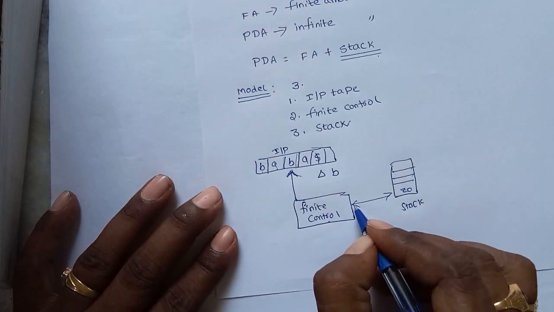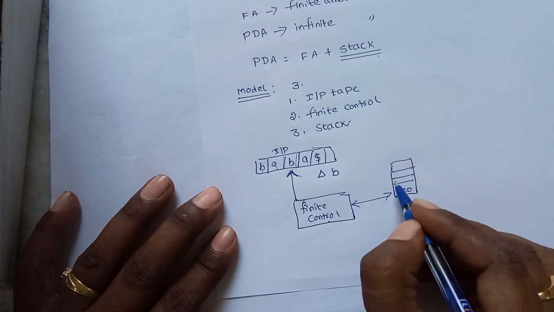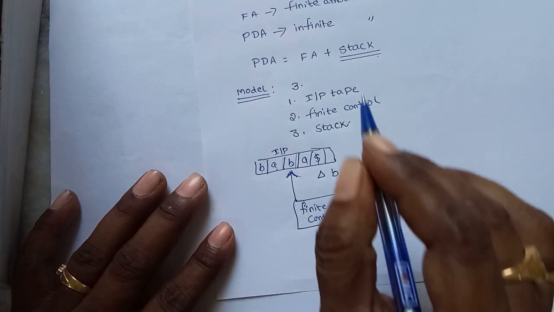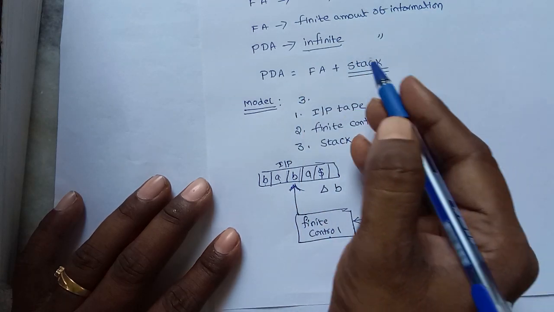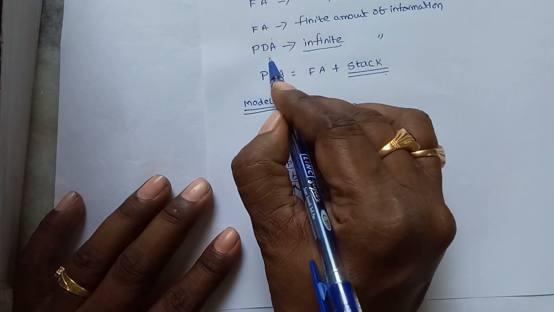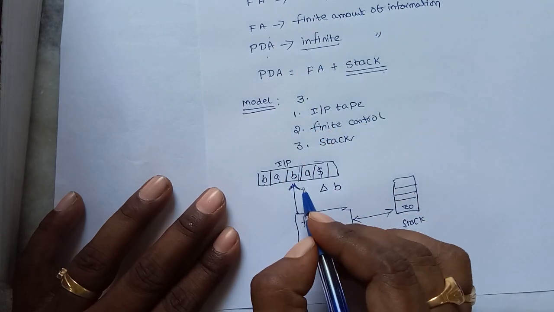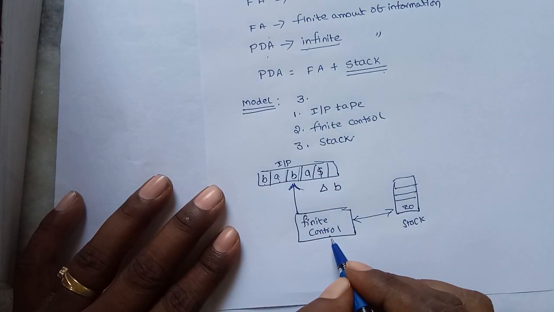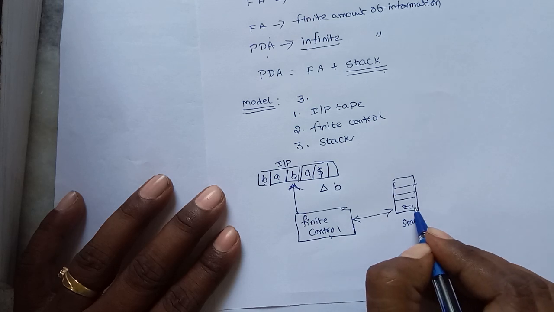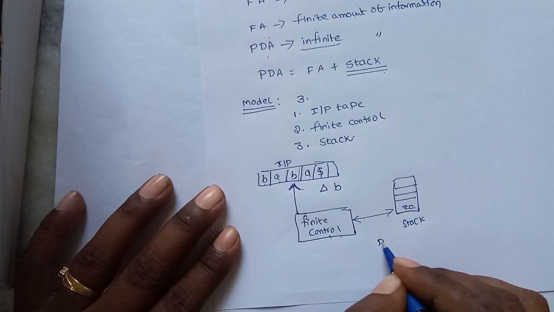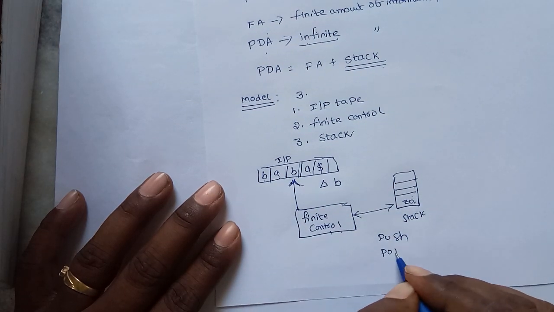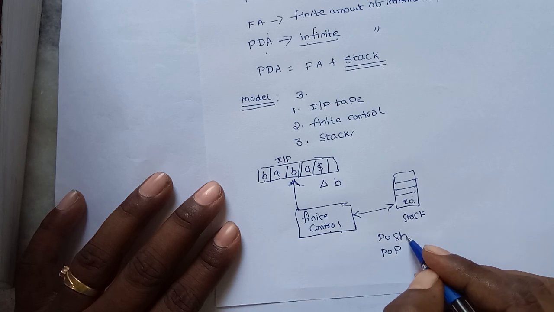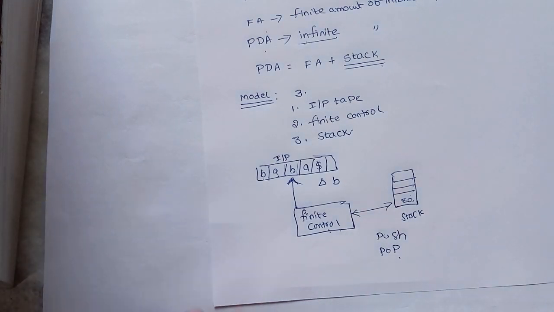And also that finite control can access the memory location, the stack. To remember an infinite amount of information, the PDA uses the stack. On the stack, we know the operations: it inserts the input symbols into the stack and deletes symbols from the stack. So it performs push and pop operations.